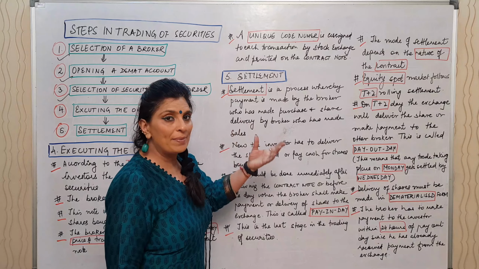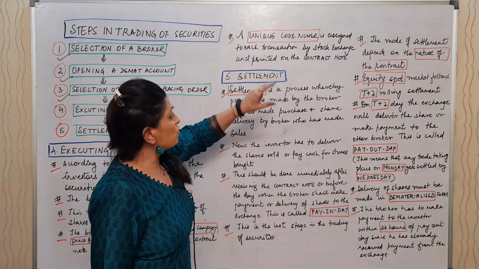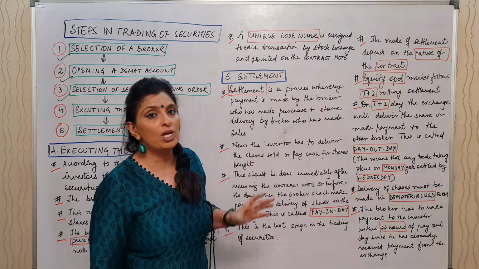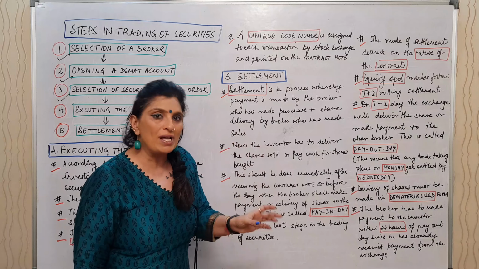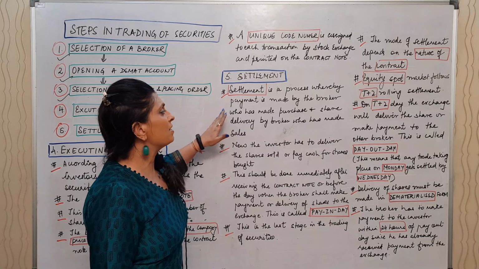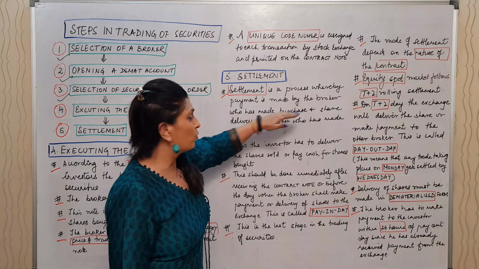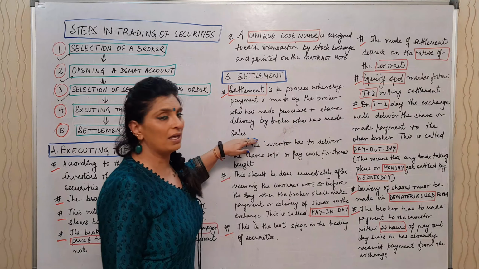Then a unique code number is assigned to each transaction by the stock exchange and printed on the contract note. So every transaction is a separate transaction. The last step in the process is settlement. Settlement is a process whereby payment is made by the broker who has made the purchase and share delivery by the broker who has made the sales.